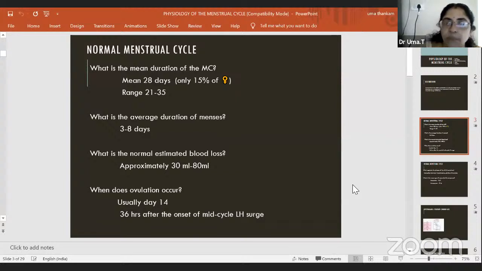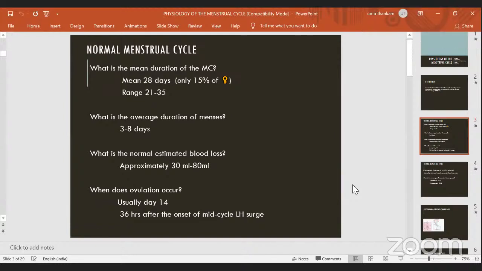If I were to describe normal menstruation, we would say the average duration of the menstrual cycle. When do you describe the menstrual cycle? The first day of the onset of the periods would be day 1 of the menstrual cycle, and the onset of the next cycle would be the last day. And it's on an average a 28-day cycle. But remember, it's just a mean. Only 15% of the women would be having a 28-day cycle. For many, it would be 29 days. For some, it would be 26 days. And all that is considered normal. So it may range from 21 to 35 days.